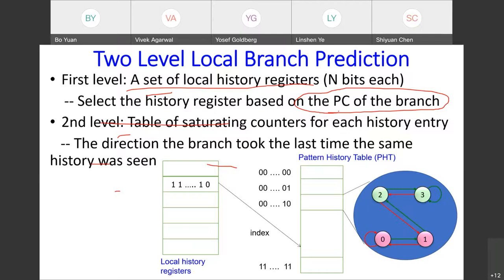And once you specify, according to the current PC value, the branch instruction you want to predict, you use the PC value to select one entry, and then get its history. Then we use this history information, and again use the 2-bit counter to perform the predictions, so that the last time the same history was seen.